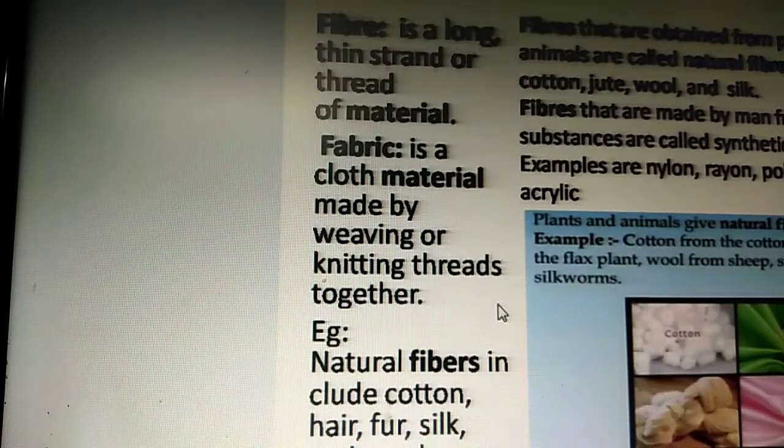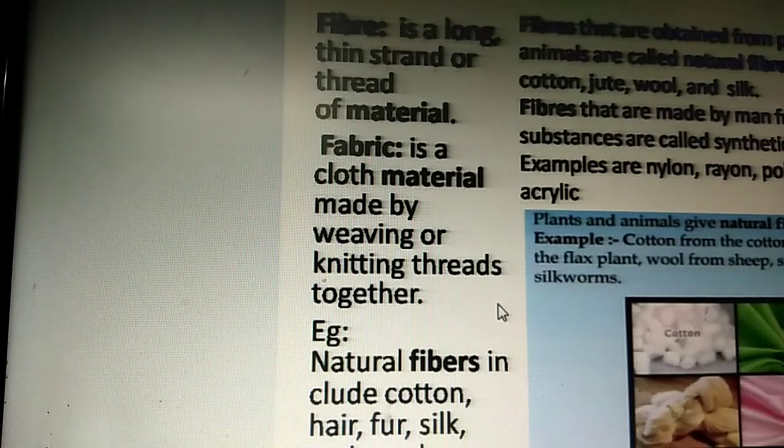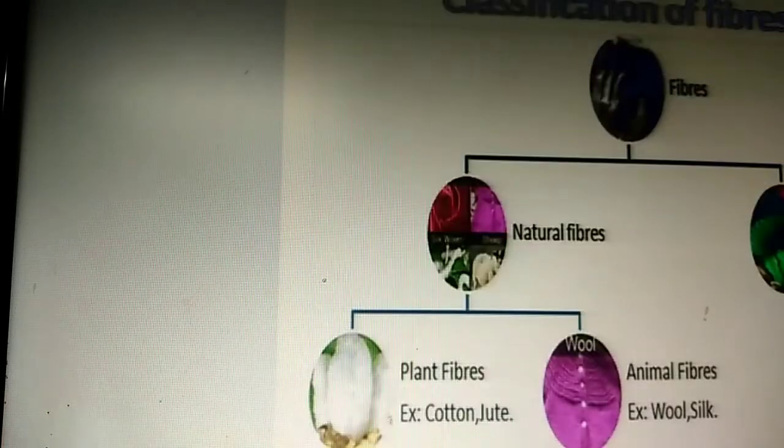Now the picture is showing the plant and animal fibers: cotton from the cotton plant, linen from flax plants, wool from the sheep, silk from silkworms. So this is cotton. Next is linen. Then comes wool. Then is silk.